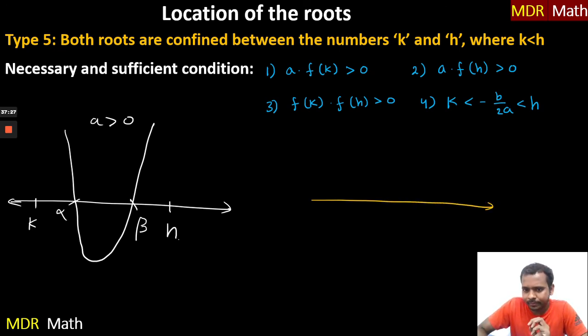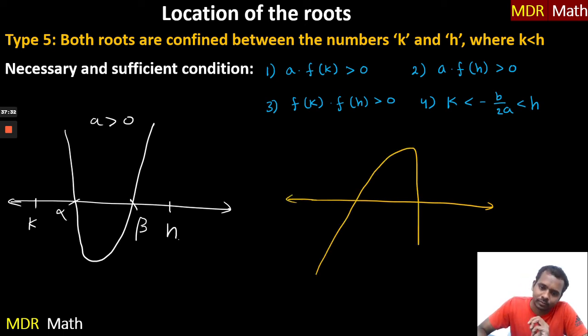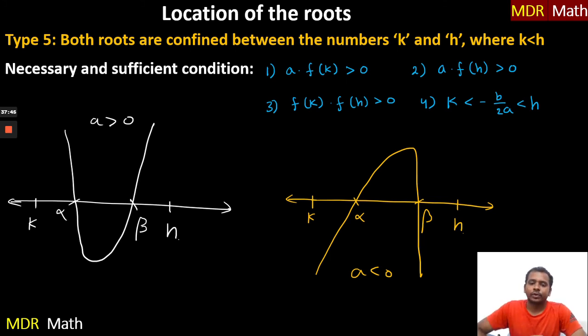Now let's take the second possibility, where a less than 0, right? So this is alpha and this is beta. Let's say that k and h. Both alpha and beta are confined between k and h, right? Now let's see the conditions. So what about f of k and f of h?